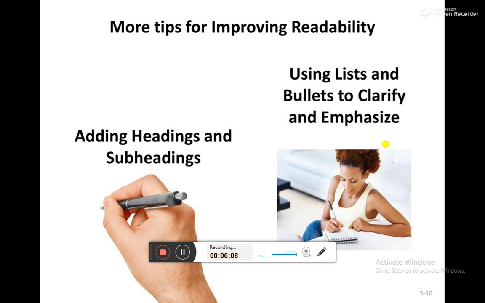Headings and subheadings help in three important ways. They show readers at a glance how the material is organized. They can call attention to important points, and they highlight connections and transitions between the ideas.